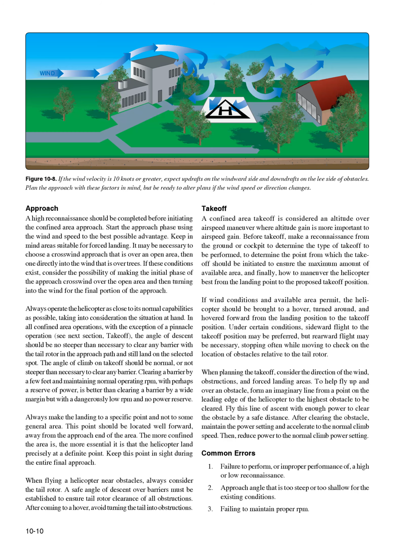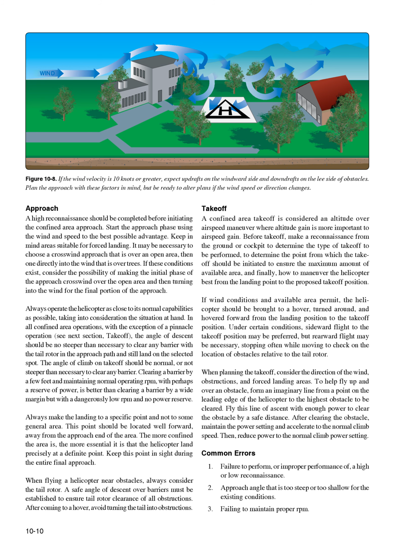Approach. A high reconnaissance should be completed before initiating the confined area approach. Start the approach phase using the wind and speed to the best possible advantage. Keep in mind areas suitable for forced landing. It may be necessary to choose a crosswind approach that is over an open area, rather than one directly into the wind that is over trees. If these conditions exist, consider the possibility of making the initial phase of the approach crosswind over the open area and then turning into the wind for the final portion of the approach. Always operate the helicopter as close to its normal capabilities as possible, taking into consideration the situation at hand.